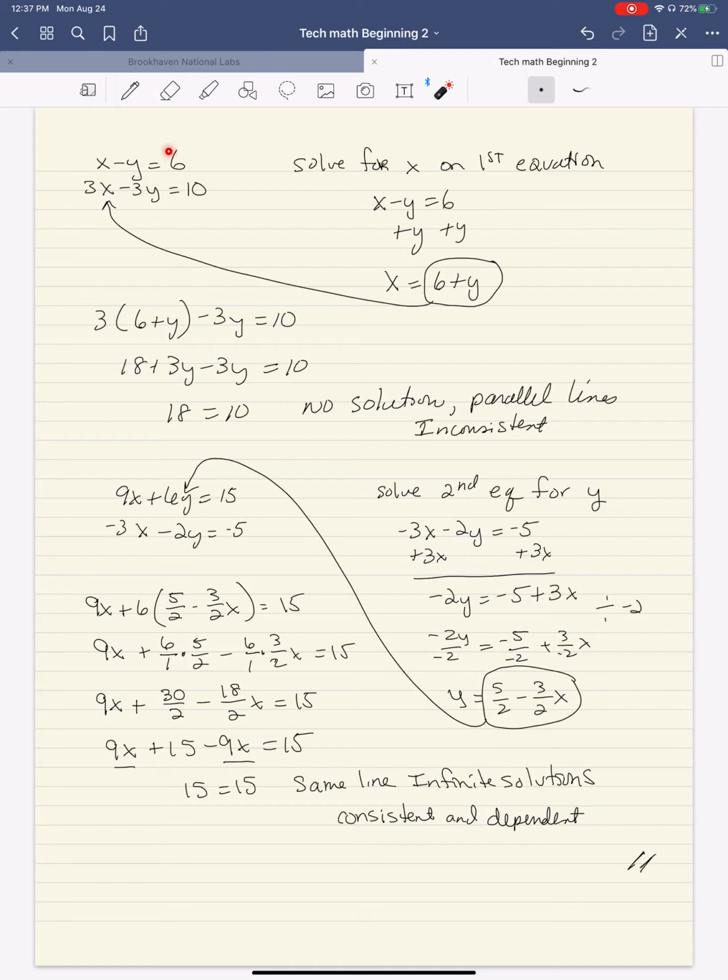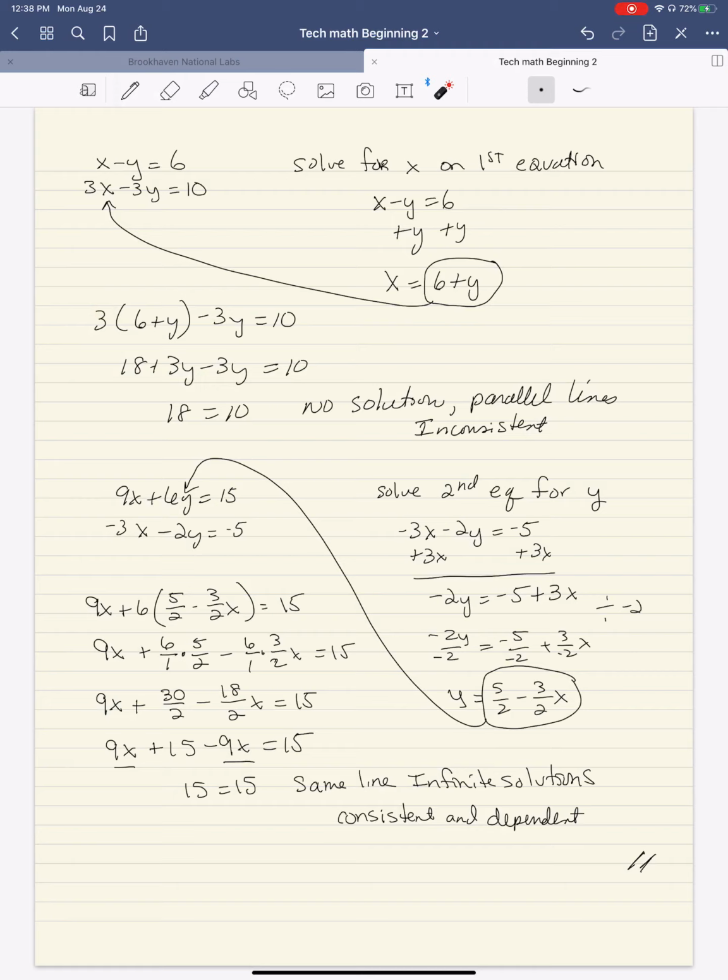x minus y equals 6. 3x minus 3y equals 10. So again, I'm looking for the variable that has a 1 as a coefficient, which is the first equation right here for x. So I'm going to solve the first equation for x. So x minus y equals 6. Add the y to both sides, so I get x equals 6 plus y. This is going to get substituted into the second equation for x in parentheses. So 3 parentheses 6 plus y, make sure you rewrite the rest of it, minus 3y equals 10.